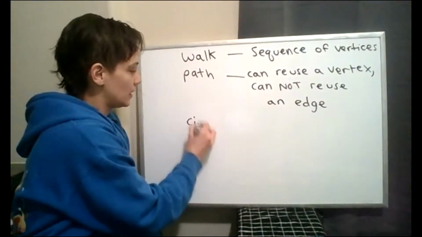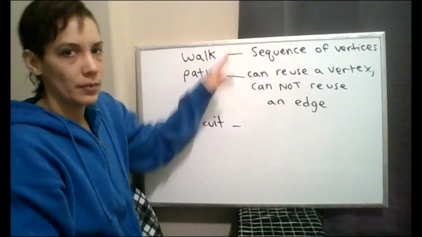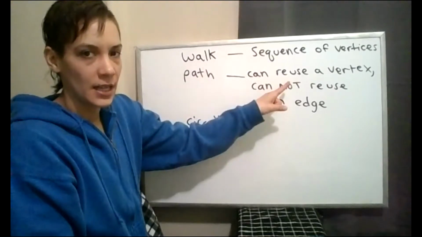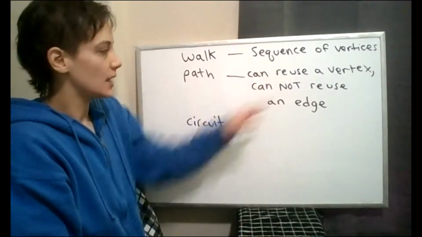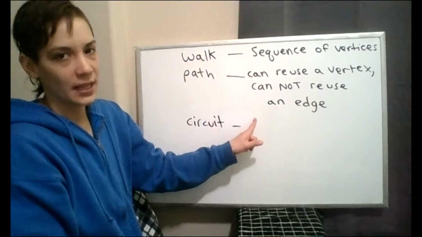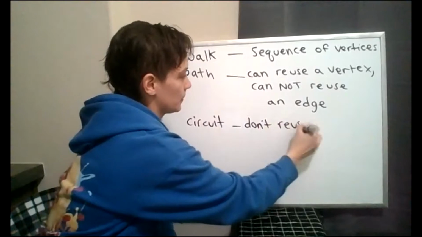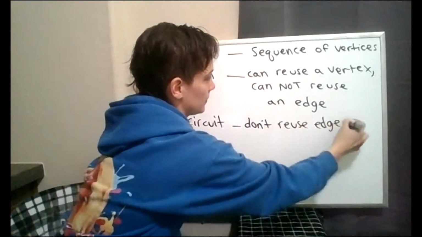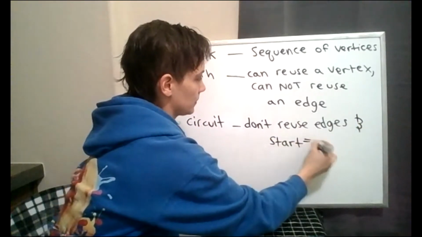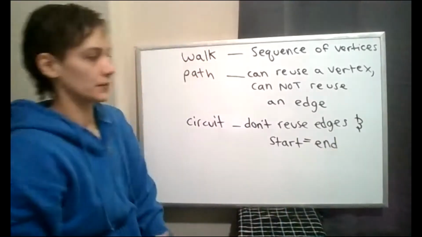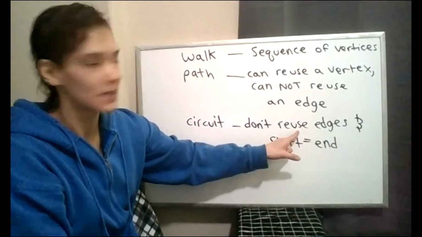Okay, circuit. It's a sequence, so each vertex is connected to the next by an edge. It's also a path. You don't reuse edges. And the start is the same as the end. So even if it starts where it ends, you also have to check that you don't reuse edges.